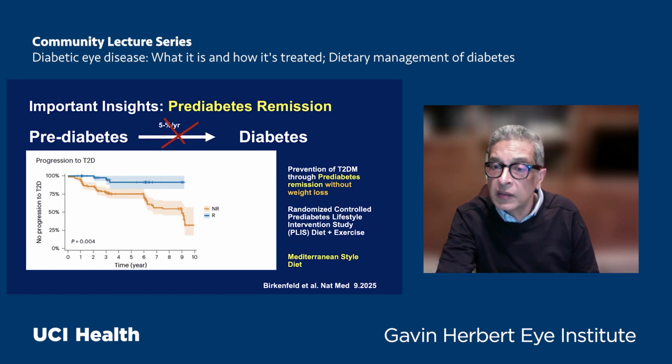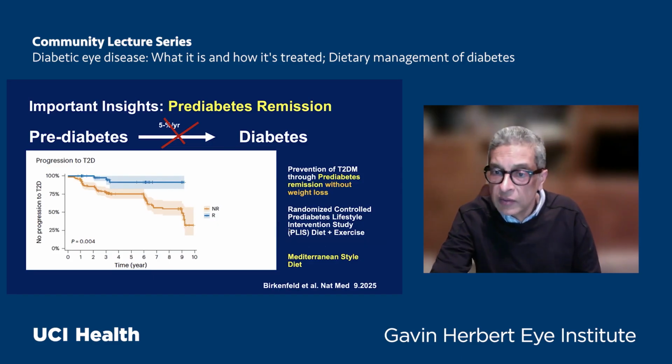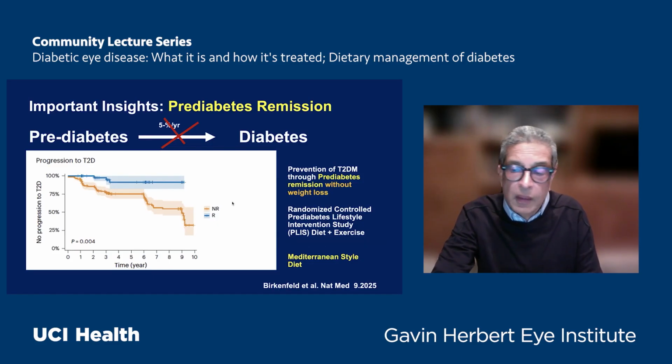They just had to modify what they were eating a little bit. And this was done in a very strict scientific way, in a randomized controlled way. There was a lifestyle intervention, which included exercise and diet. And this diet was very similar to the Mediterranean diet that I just pointed out to you earlier.